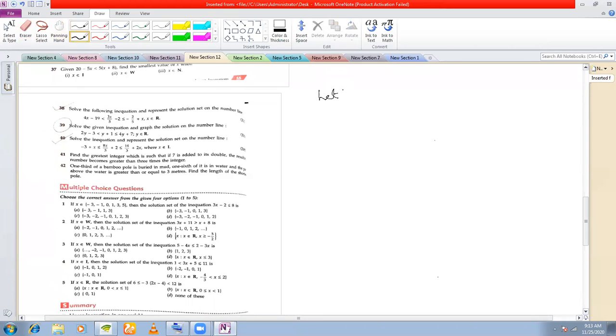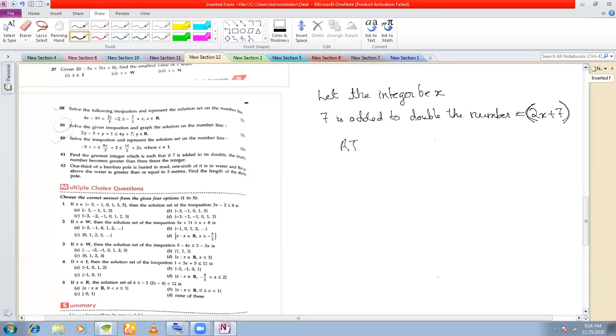So I say let the integer be x. Now it is said to find the greatest integer such that if 7 is added to the double. 7 added to double the number is what? It is 2x plus 7, right? You double the number from x to 2x and then add 7. So we have added 7 to double the number. The resulting number, what is the resulting number? 2x plus 7.